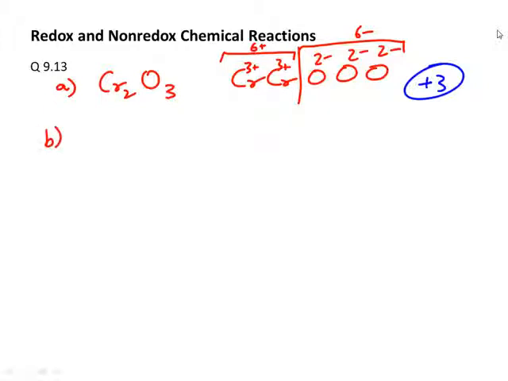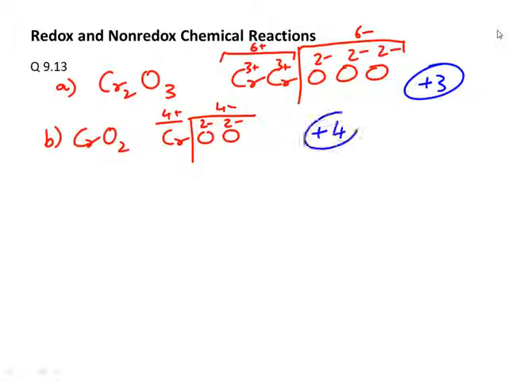B is again exactly the same. The question is CrO2. I really like to break it up. Once again, 2 minus, 2 minus, total 4 minus. So this must be 4 plus, and there's only one chromium there. So the oxidation state of chromium here is plus 4. Now if you follow exactly the same logic as before for C, which is CrO3, I hope you will realize that the oxidation state of chromium in this case is plus 6.